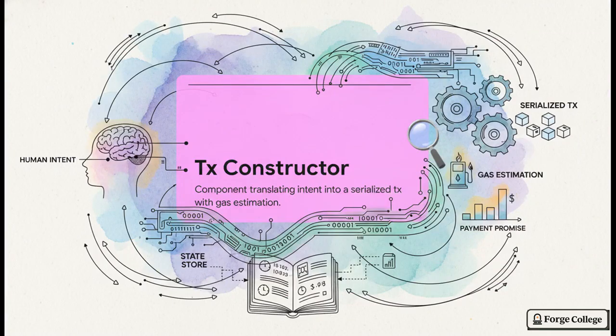Let's dig a bit deeper into Step 2, the transaction constructor. This is the piece that translates your human intent into a serialized transaction. It makes sure you have well-formed call data and accurate gas estimation. Behind the scenes, it's constantly consulting the state store for nonces and prepping auxiliary data like a promise to pay for the gas. Think of it as the ultimate diplomat, perfectly translating your human desires into rigid blockchain realities.